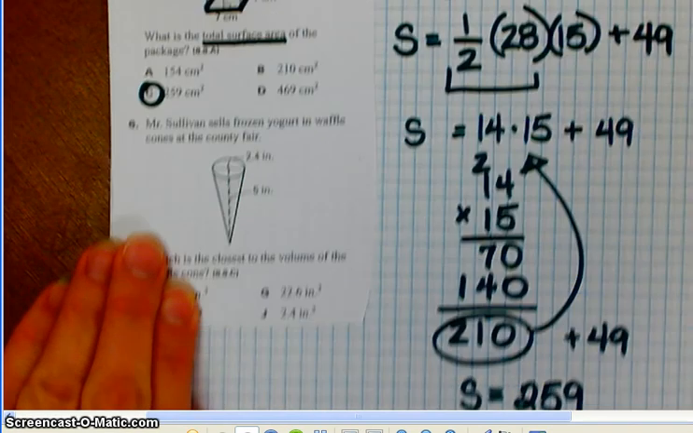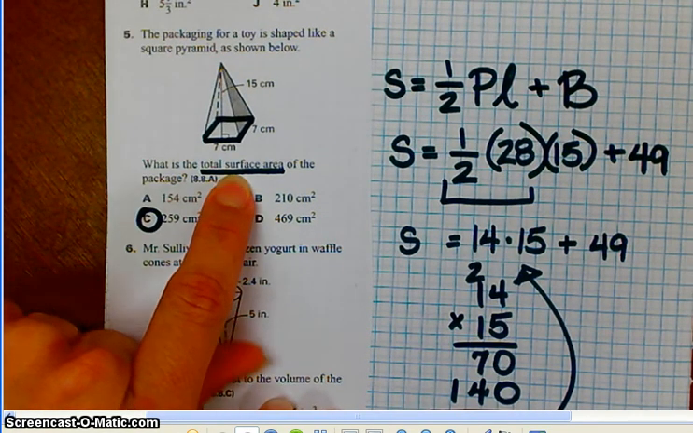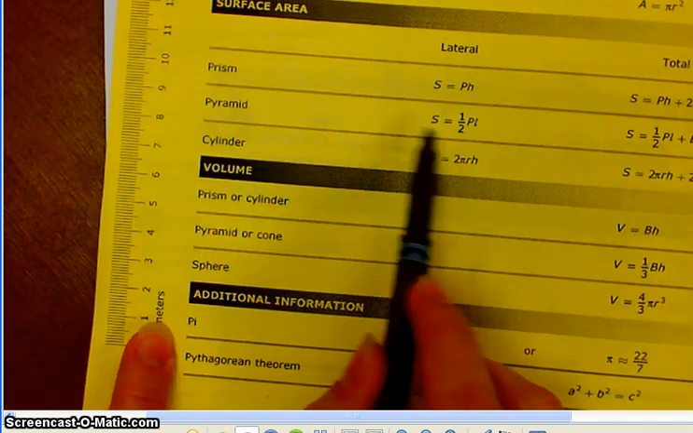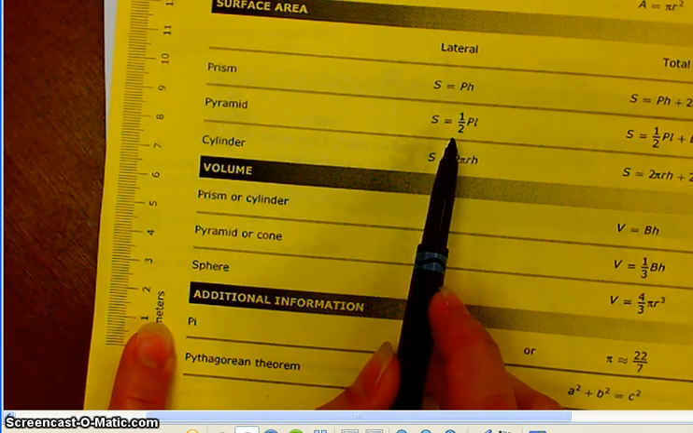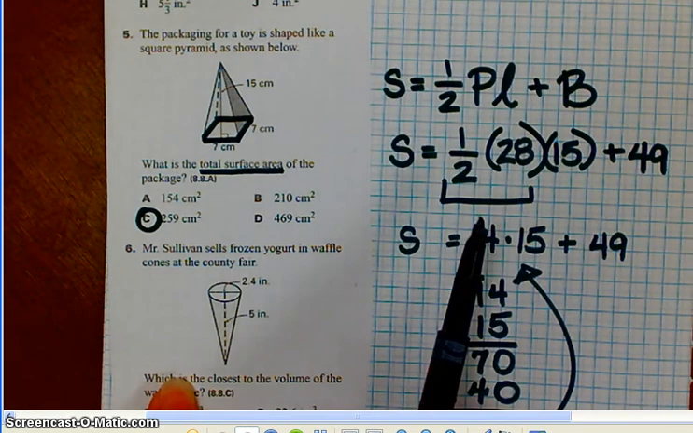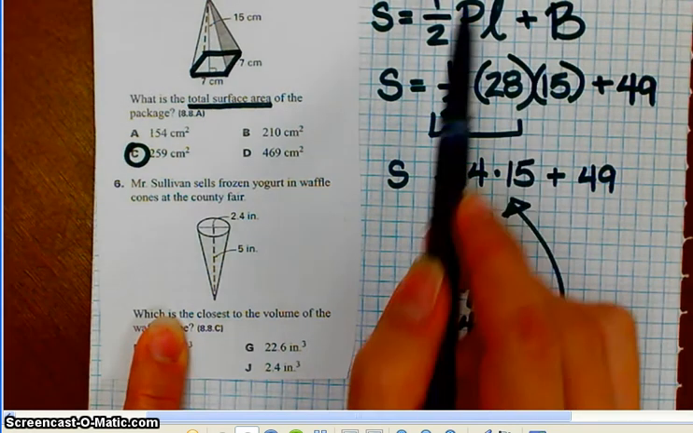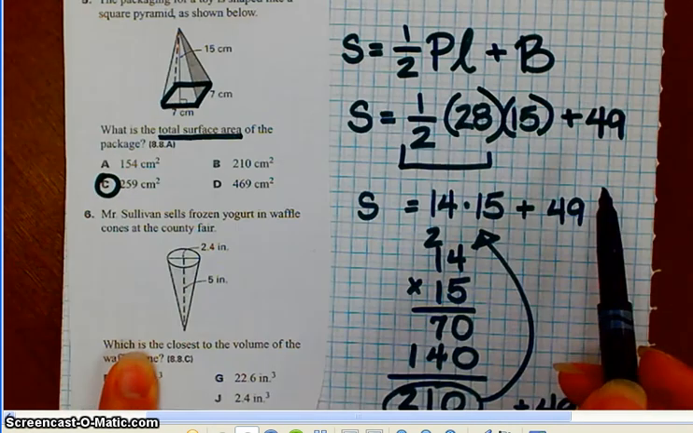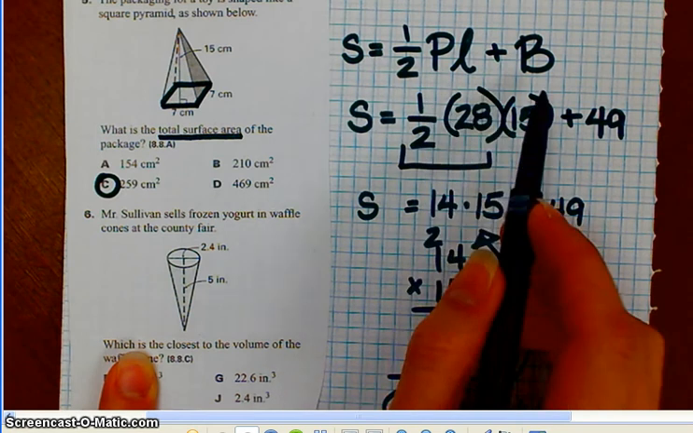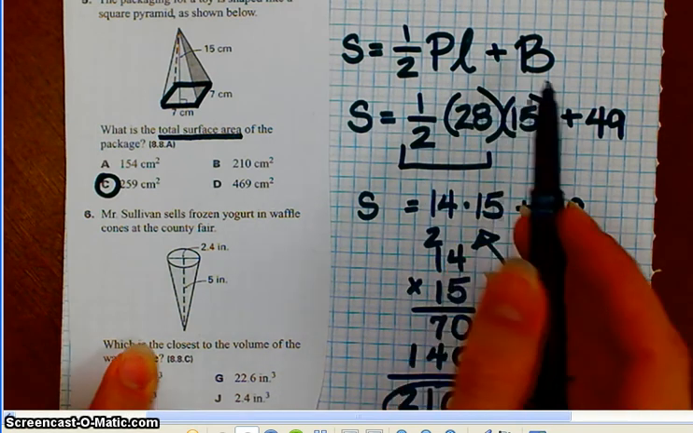If you're not paying attention to what type of surface area they gave you, you could do all that work, and if you don't use the right formula, then you're going to come up with just the lateral surface area, which was the 210. So make sure that you follow the whole entire formula, okay? Remember that the capital P is the perimeter of the base. Capital B is area of the base, okay?